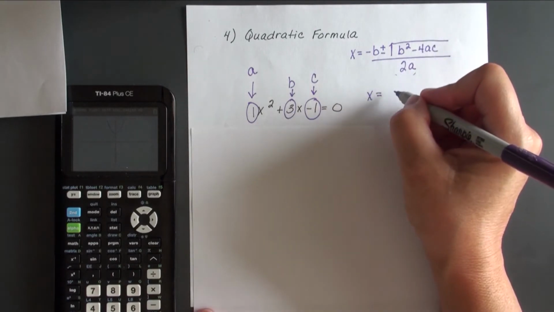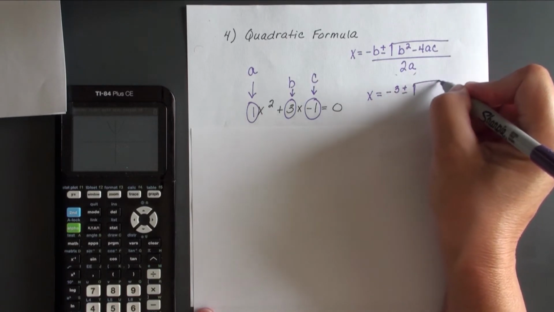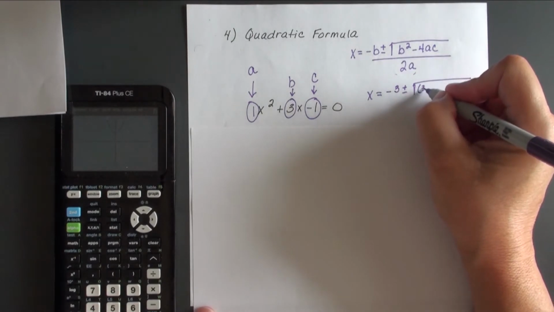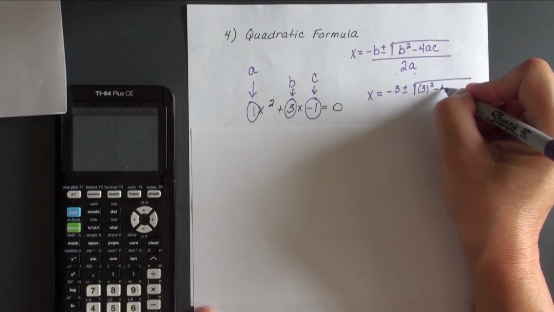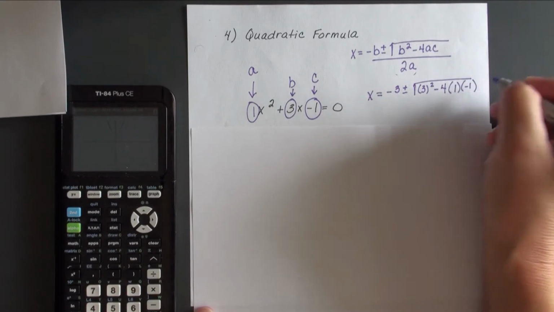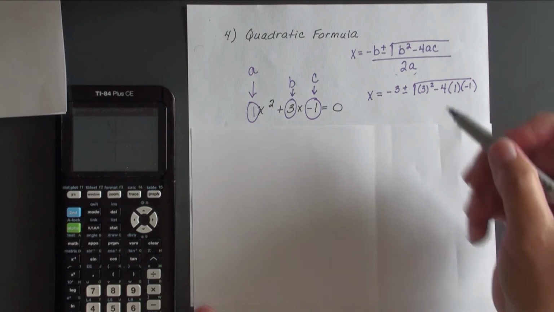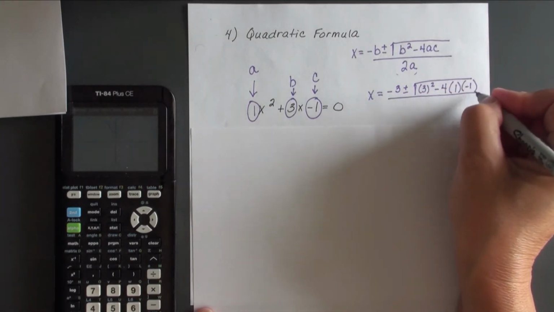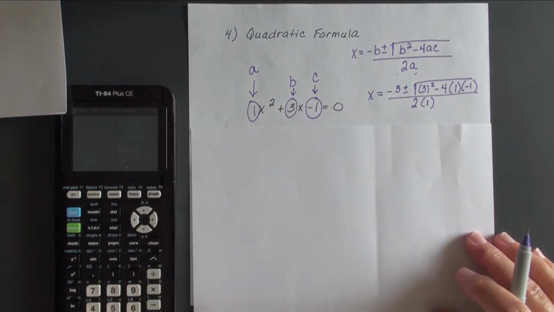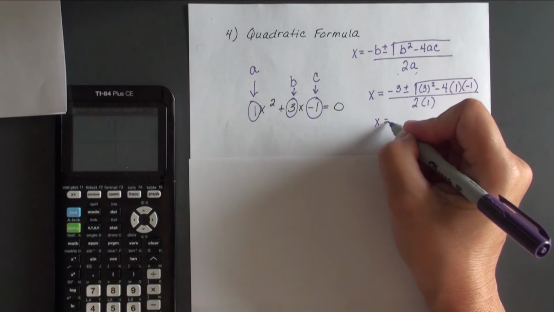So x equals minus b, minus 3, plus or minus the square root of b squared, 3 squared, minus 4 times a times c. I've put a 1 in for a and a negative 1 in for c, and that is all over 2 times a. Now it's a matter of arithmetic.